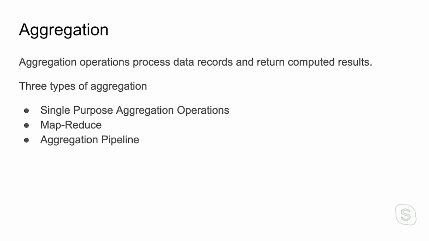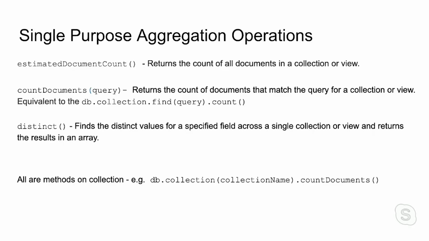So yeah, the aggregation. There are 3 types of aggregation, and now we will look at all of them. First one is the single purpose aggregation operations, which are aggregation methods provided by Mongo because they're used quite often. The estimated document count and count documents are similar. The first one will return the count of all the documents in a collection or a view. The second one does kind of the same, but we have to pass some query object as we saw before. It will return only the count of the documents that match this query. So for example, if you pass an empty object, it should return the same amount of documents as the first one.